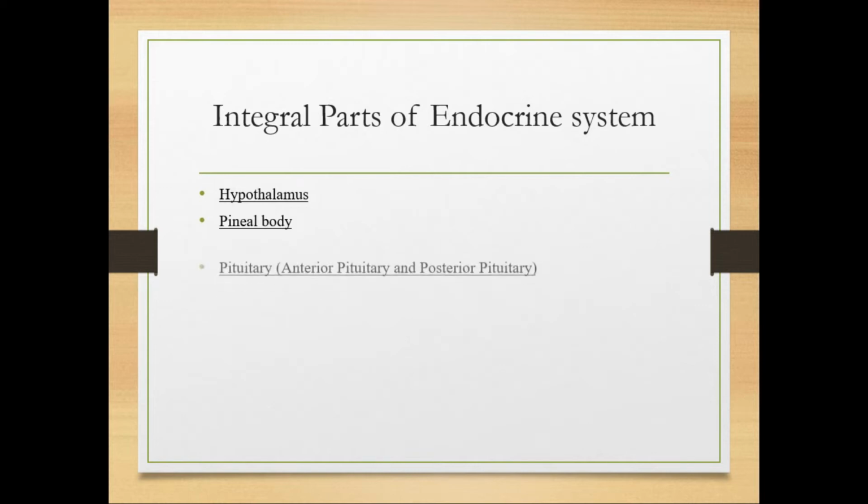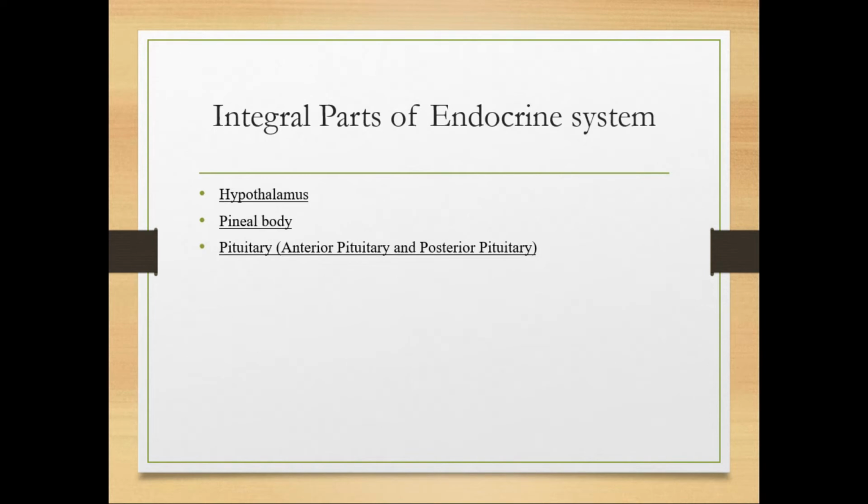The next is the pituitary gland. What is a pituitary gland? As we all know, there are 2 main parts of the pituitary, anterior pituitary and posterior pituitary. The pituitary gland is located below the brain. This gland controls many functions of the other endocrine glands.